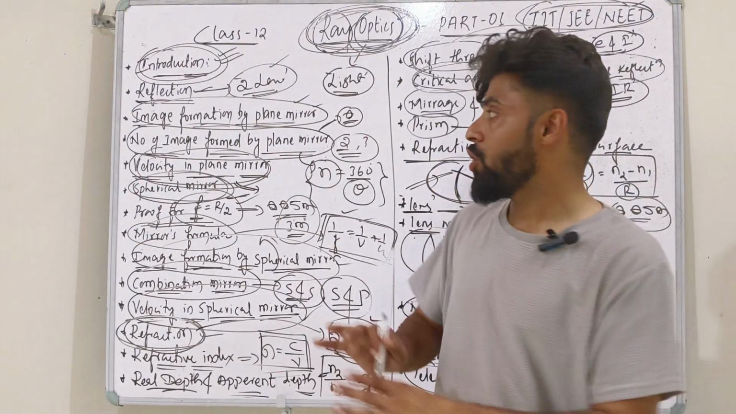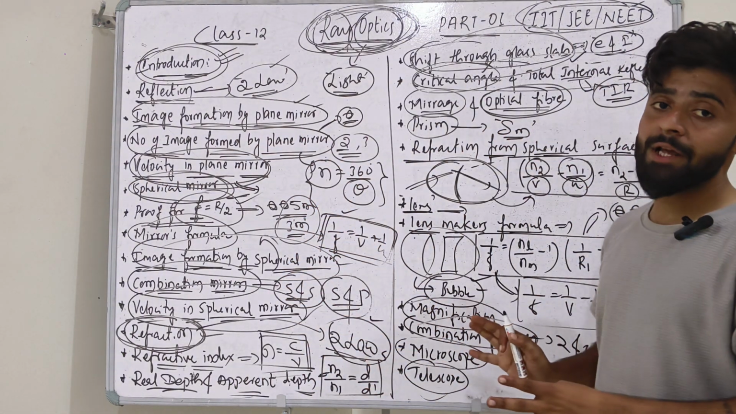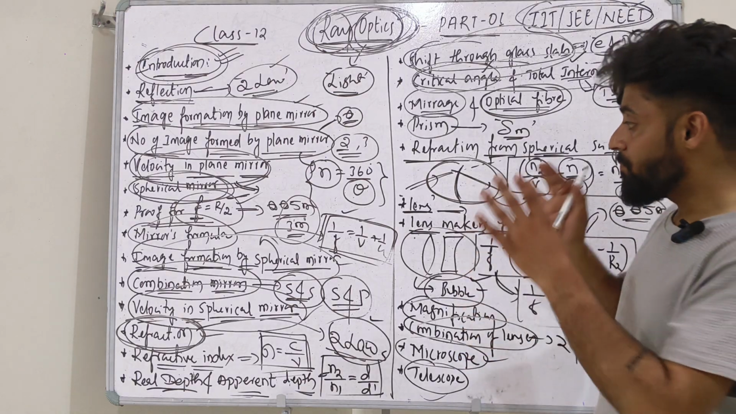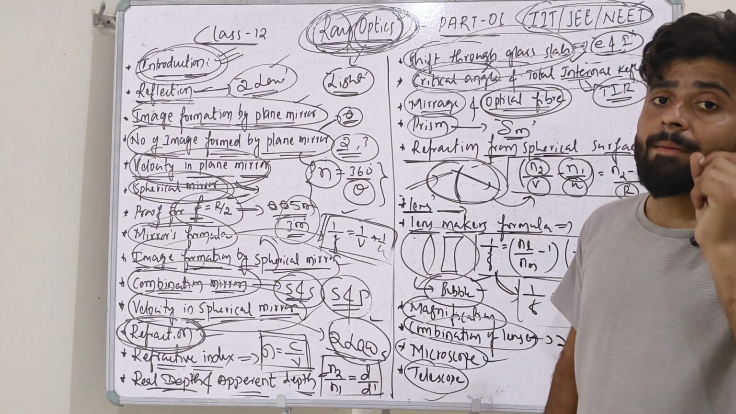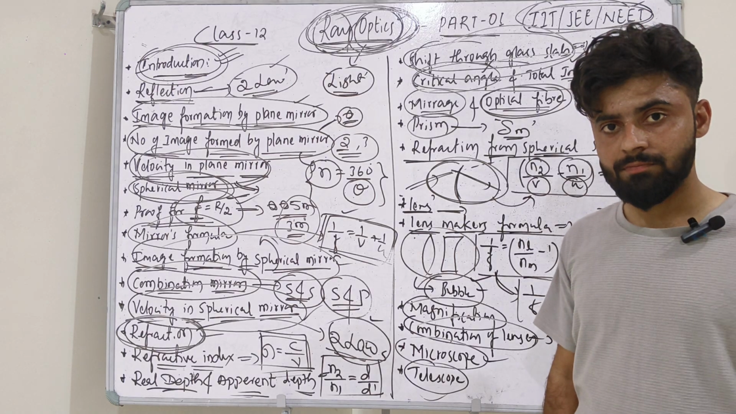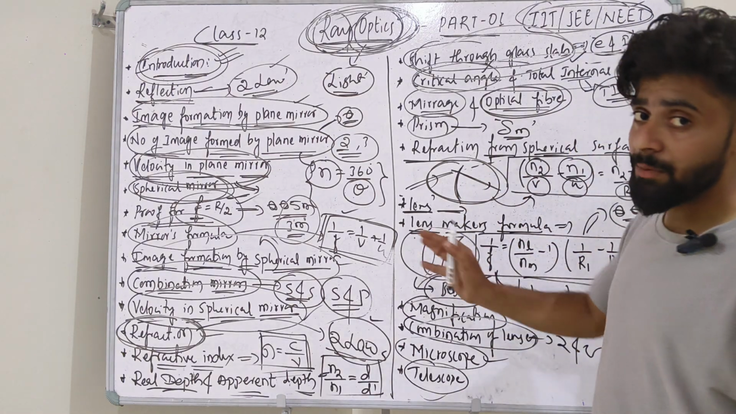This is just an overview of the ray optics class 12th chapter. Mainly, especially my video, it is mainly dependent on the problematic part. Okay, first we should be perfect in the problematic part.